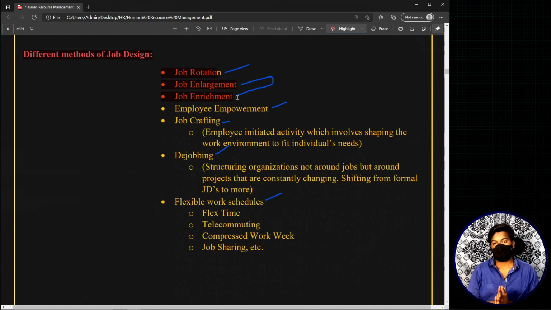So this is the third method, job enrichment. So till now we have discussed the first method, job rotation, the second method, job enlargement, and the third method, job enrichment. Now let's move on to the next method, which is employee empowerment.